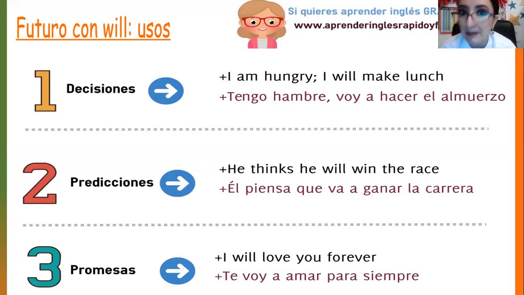Future with will. Remember, decisions, predictions, and promises. Okay. We are going to be mixing present and future. Yes, depending on the context, if you need to do it, you can do it. You can do whatever you want, okay? There's no problem with this, but be careful about the grammar, the syntax, and also the meaning and the context, okay? If you take care of all those situations, you can be doing whatever you want with English, okay?